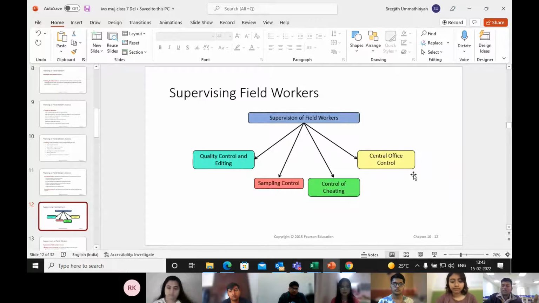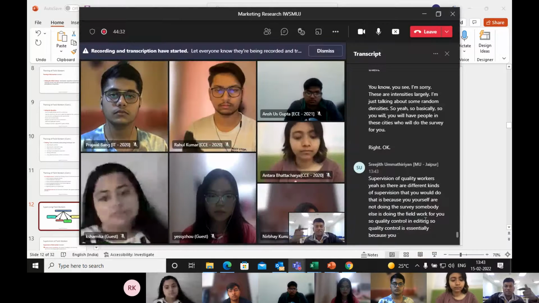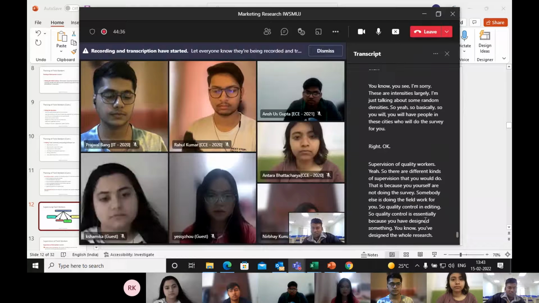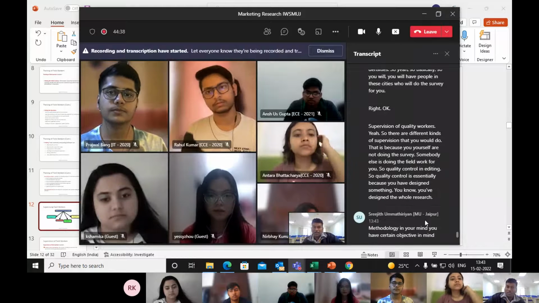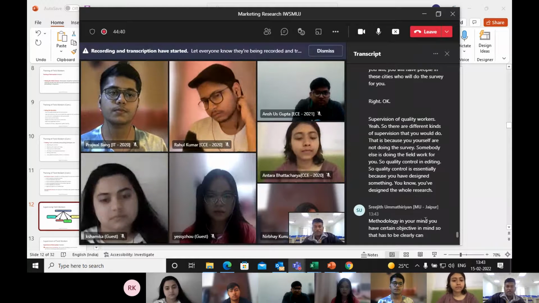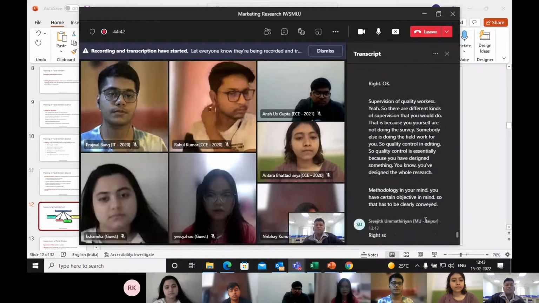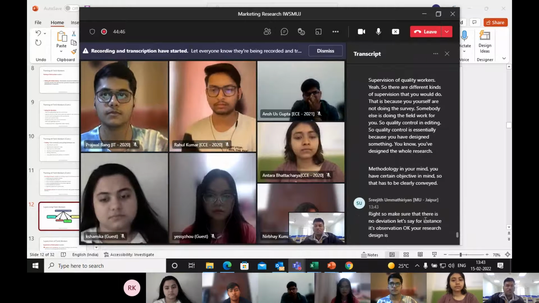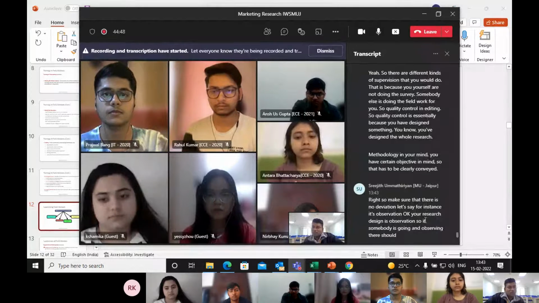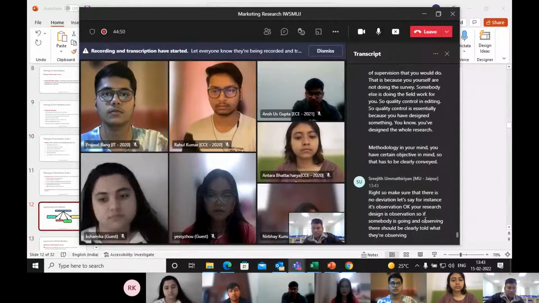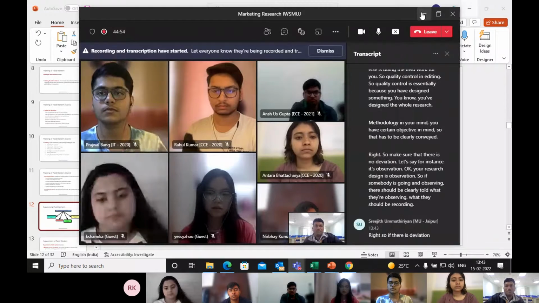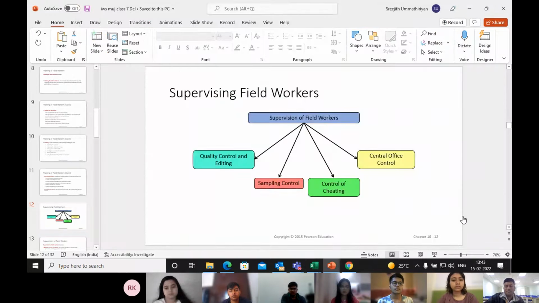So quality control is essentially because you have designed the whole research methodology in your mind, you have certain objectives in mind. So that has to be clearly conveyed, so make sure that there is no deviation. Let's say, for instance, your research design is observation. So if somebody is going and observing, they should be clearly told what they're observing, what they should be recording. If there is deviation in that, you will have problems. That is the quality control and editing that we are talking about.